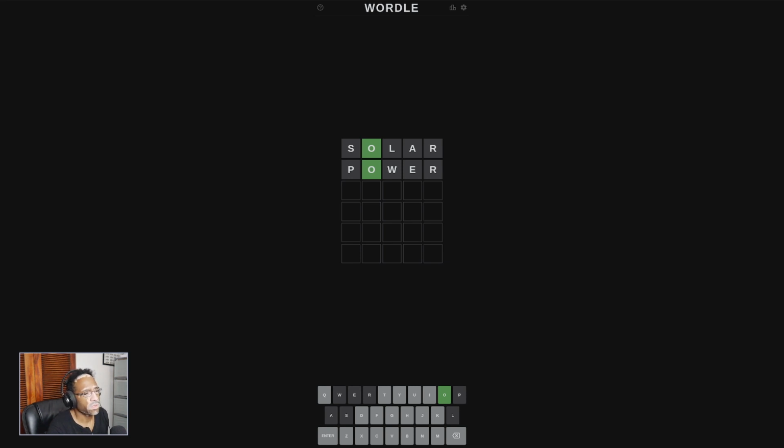Well, maybe we should just go for the word. Let's try that strategy. Usually I try to filter letters out, but let's try just going straight for the word. What word has O in the middle? We have boost, we have power, we have solar. We need another vowel or another consonant to kind of know what to work with.